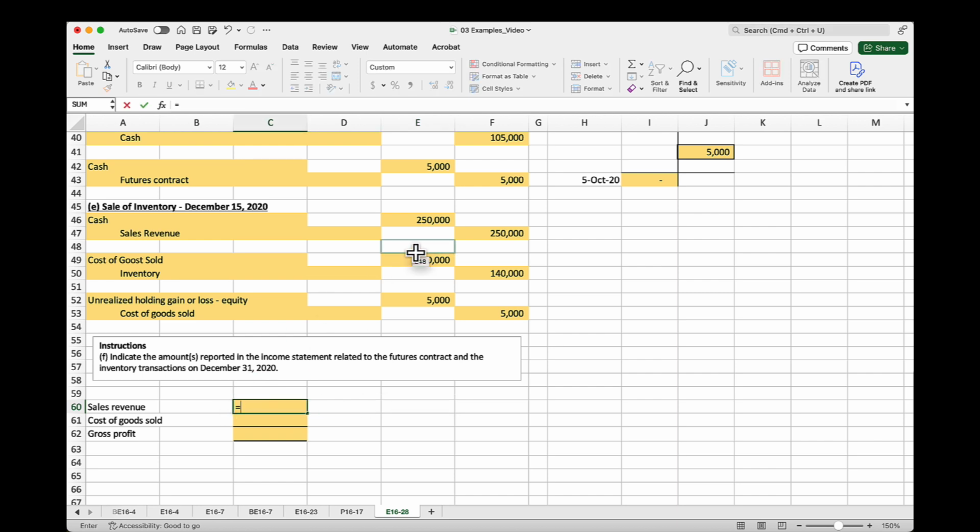And so we had $250,000 of revenue. Then we had cost of goods sold of $140,000 minus the $5,000, which gives us a gross profit of $385,000. So we can do the same thing we did before. This is with hedge accounting. If we do without hedge accounting, our revenue stays the same, but our cost of goods sold is higher.